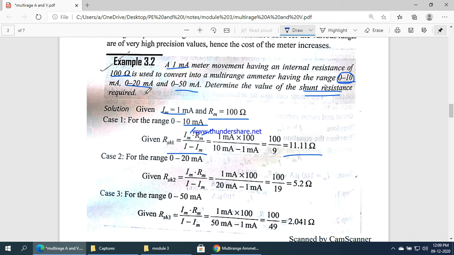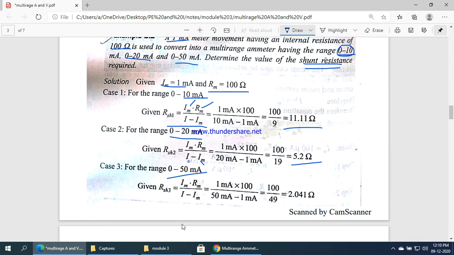Similarly 0 to 20 milliamps, for the second case 0 to 20 milliamps, the formula remains same. Im we know 1 milliamp, Rm we know 100 ohm, divided by, now the current up to which we can calculate is 20 milliamps. Here we have to substitute I as 20 milliamps, Im same as 1 milliamp only. So after substituting the values, 5.2 ohm is the answer, that is Rsh2. Similarly, for 0 to 50 milliamps, the same formula we can use to calculate the value of shunt resistance required to calculate up to 50 milliamps.